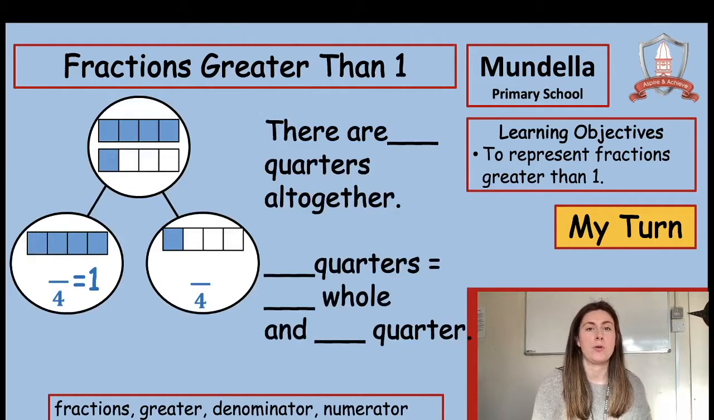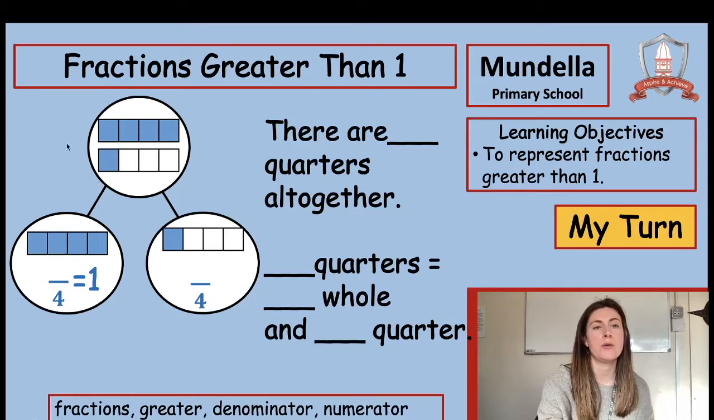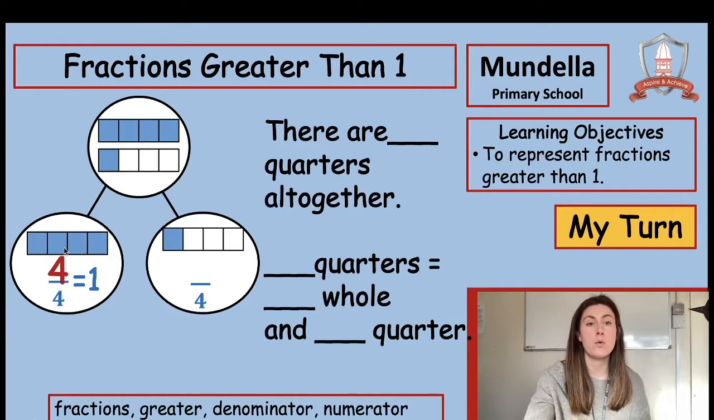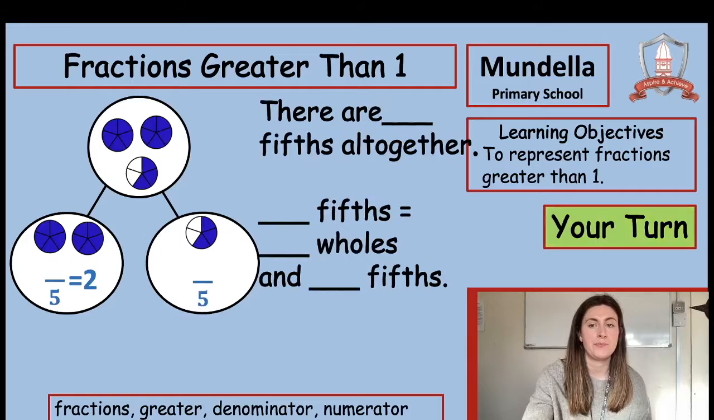Here's a part whole model. So here I've got my total number of quarters, which is 5 quarters or 1 1/4. I've got 1, 2, 3, 4, 5 quarters altogether. And I'm going to split that into 2 parts. So here I've got my 4 quarters or 1, and here I've got my 1/4. So there are 5 quarters altogether. 5 quarters equals 1 whole and 1/4.